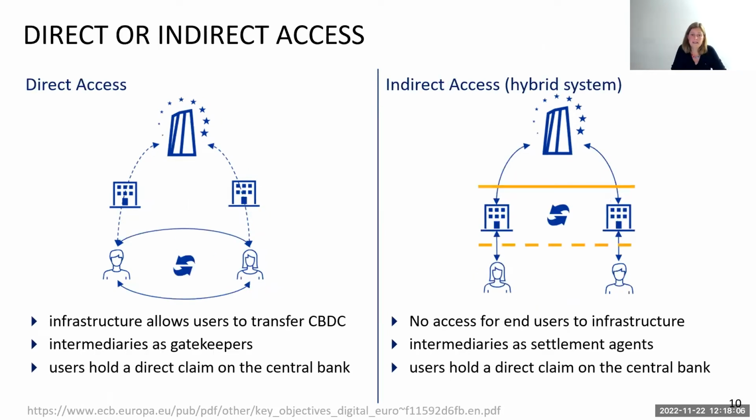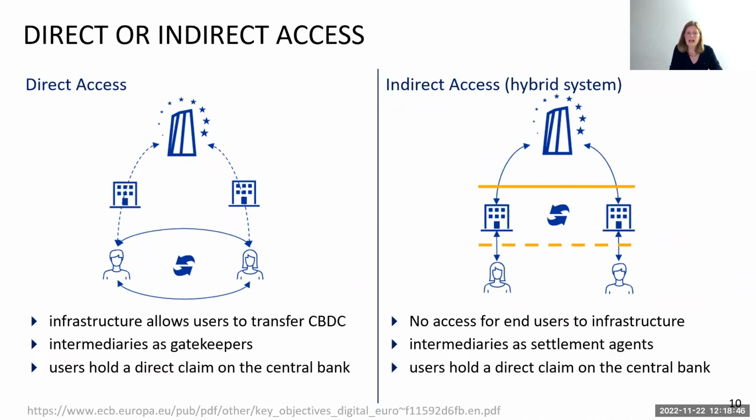Direct versus indirect access, that's the second consideration I'd like to discuss with you. If end users have direct access to a CBDC system, they are allowed to transfer CBDCs without the help of intermediaries. They can do that by themselves. So the intermediaries just act as gatekeepers, and they say, okay, person A is all right, we've checked that, we've checked all the boxes, so person A is allowed to access the system by herself, by himself.